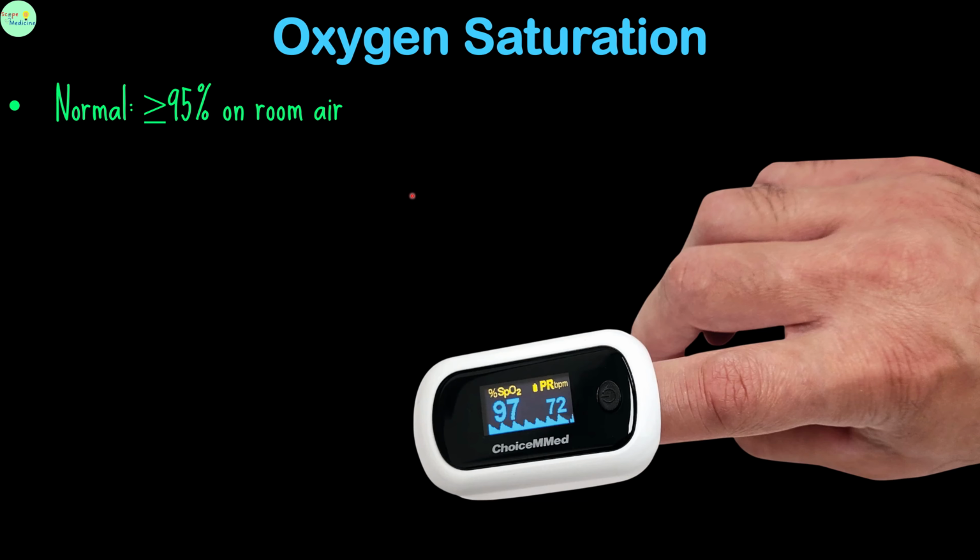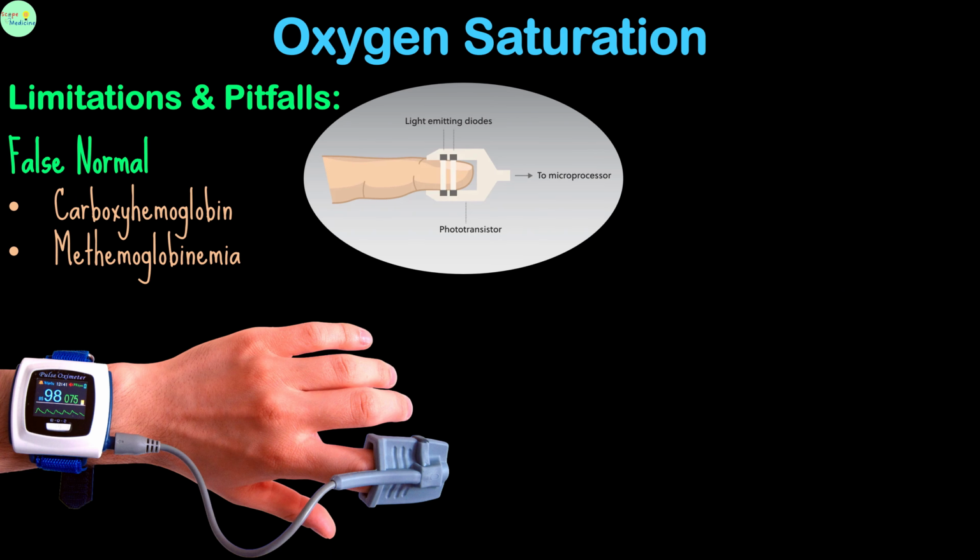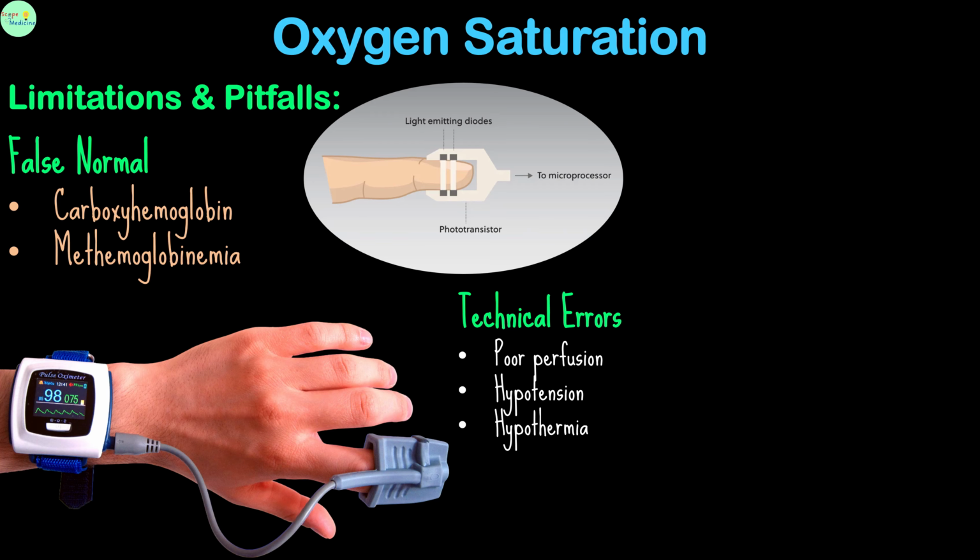The normal range is 95% or higher on room air. The principle relies on measuring arterial hemoglobin oxygen saturation through differential light absorption. However, there are critical limitations and pitfalls. False normal readings can occur in carbon monoxide poisoning due to carboxyhemoglobin and in methemoglobinemia. Technical errors are common with poor peripheral perfusion, hypotension, hypothermia, motion artifact, dark skin pigmentation, and even nail polish.